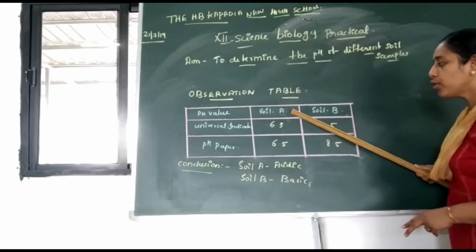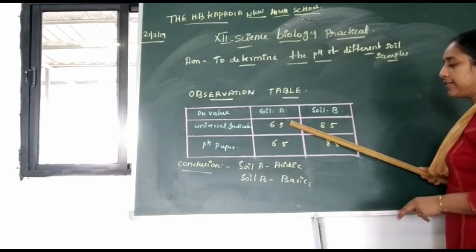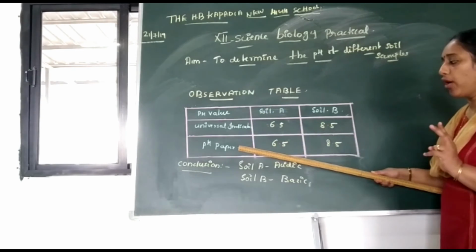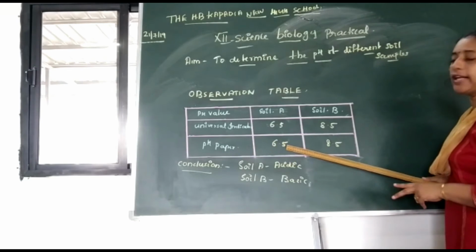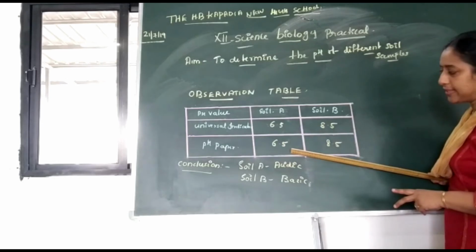So I am taking soil solution A. With universal indicator we are getting 6.5. Okay, and with pH paper I told you that we got the range between 6 to 7. So approximately I have taken 6.5. Now compare both the values. Both the values are same.